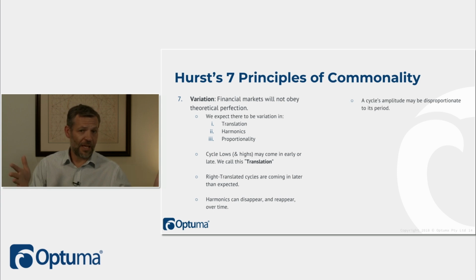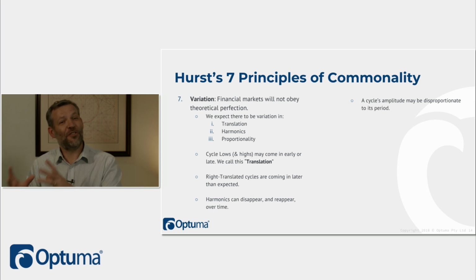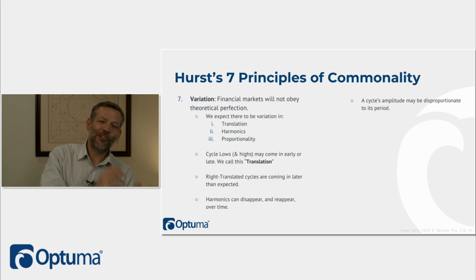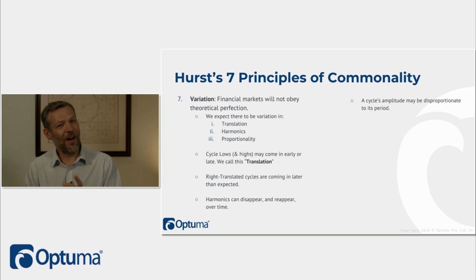Proportionality. Remember we said that the length of a wave should be proportional to its amplitude. Sometimes there's variation there as well. It's not a perfect relationship that we're looking at. As I said, harmonics can disappear and reappear over time. A cycle's amplitude may be disproportionate to its period. So the first 6 principles of commonality are describing all of these things, and then principle number 7 is sort of undermining a little bit of that. But that's the world we live in.